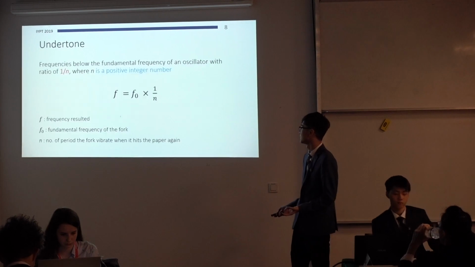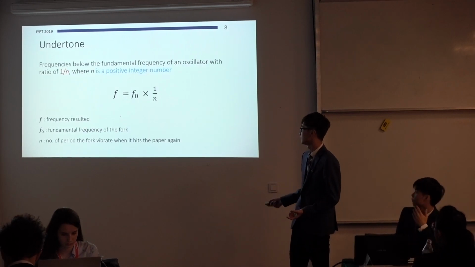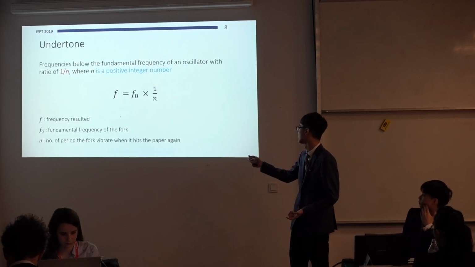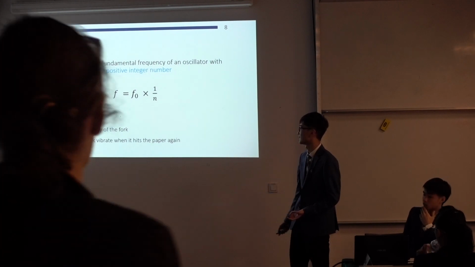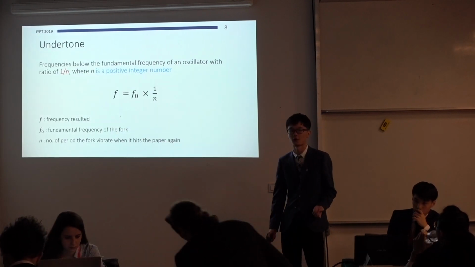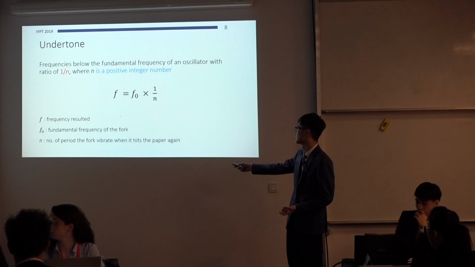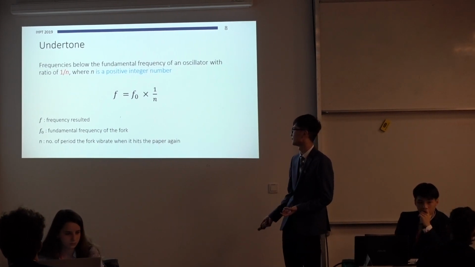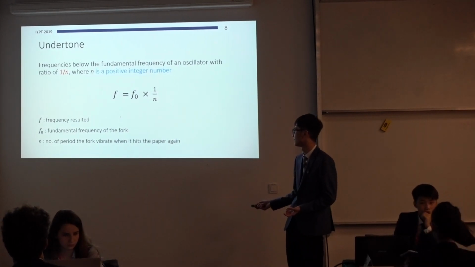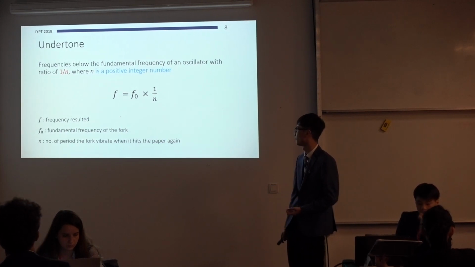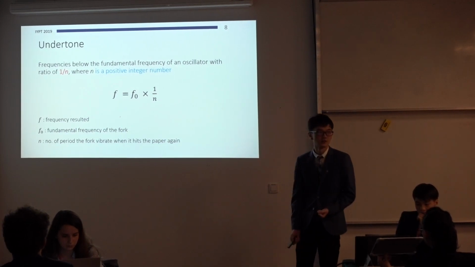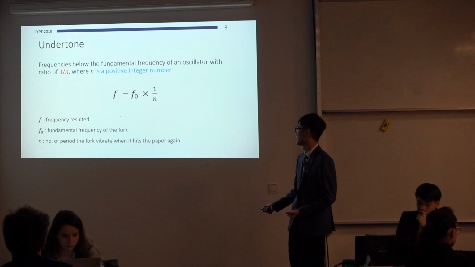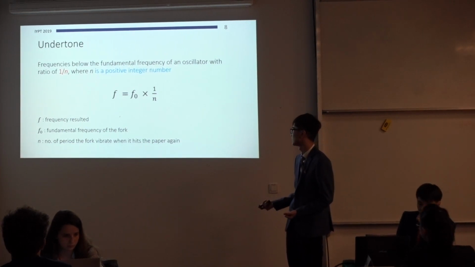And except this, this equation represents the frequency of the undertone, where F0 equals the fundamental frequency of the fork, and N equals the number of periods the fork vibrates before it hits the paper again. So this equation shows how the undertone sound frequency is determined.